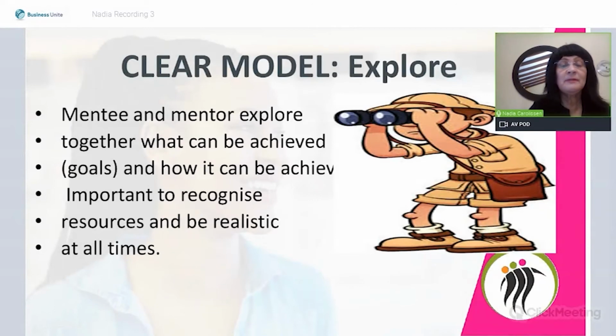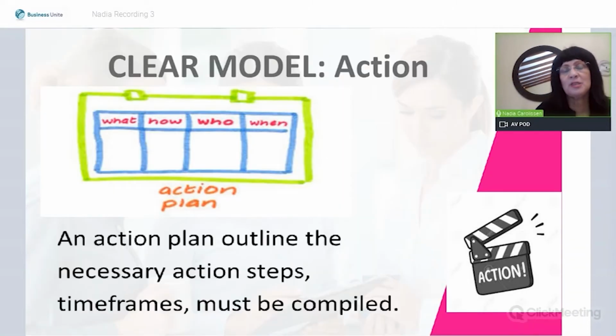The E part in the CLEAR model is to explore. And mentee and mentor will explore together. They will look at, these are the challenges, or this is the challenge, but how can we address it as a team? What can we do about it as a team? Important is once again here to identify, to be aware of what are the resources available to you, to which you have access. Be realistic at all times, not to try to do too much in too short a space of time. And yes, be realistic at all times when you go through this exploration part in the CLEAR model.